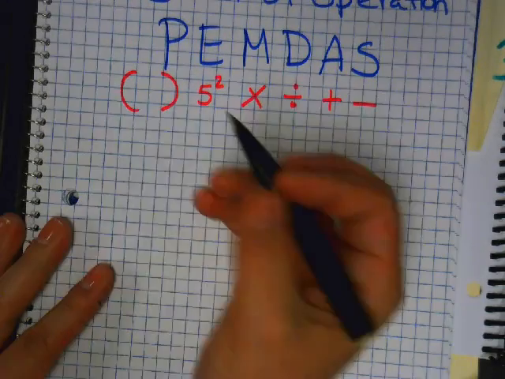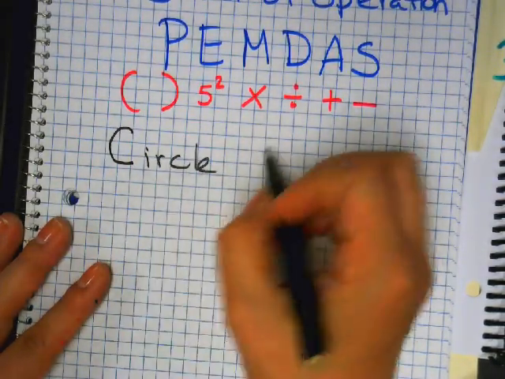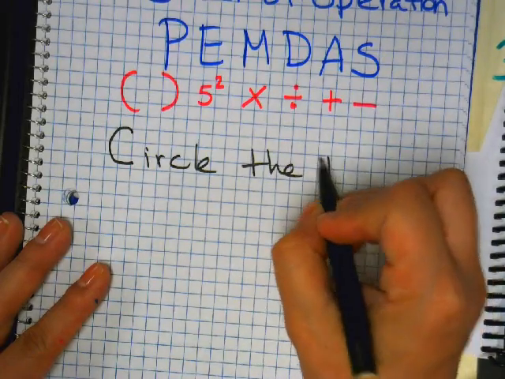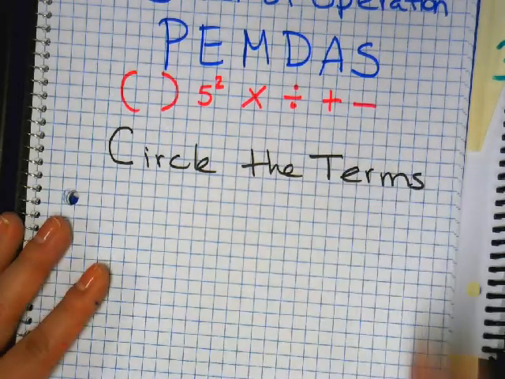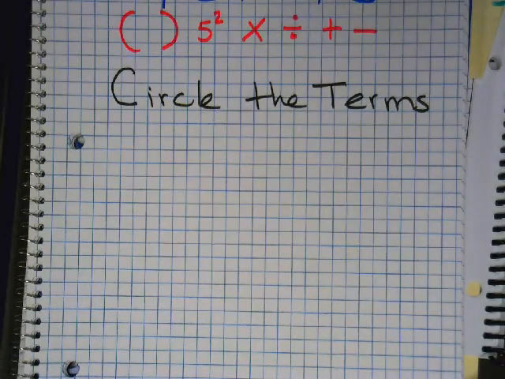So we call it, here at McFadden, circle the terms. Okay? Circle the terms will help us make sure we do these math problems correctly. And it actually helps you in high school because you will be doing terms in high school as well. Okay, what is circle the terms?